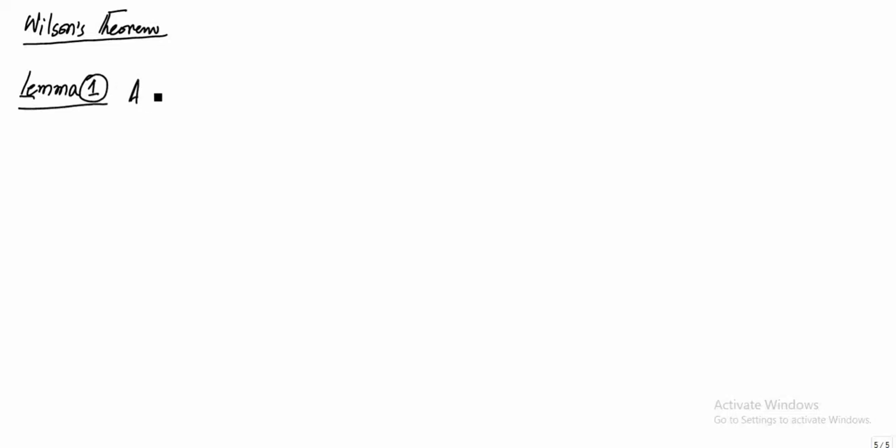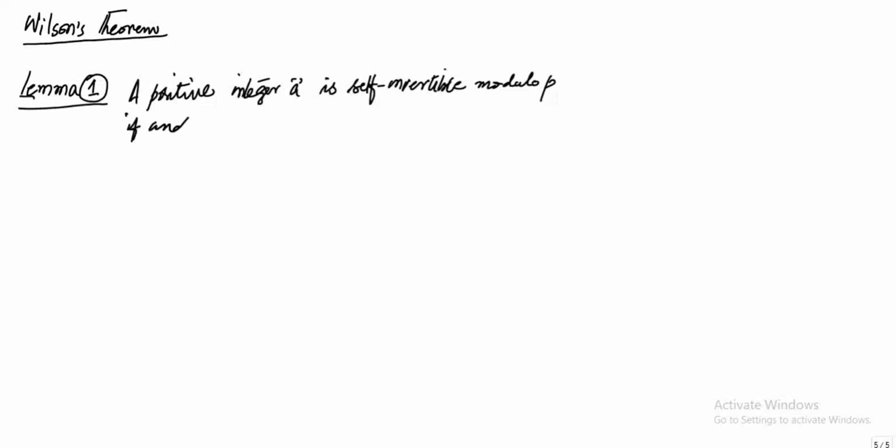Okay, a positive integer a is self-inverse or self-invertible. It's better to use the word self-invertible. Self-invertible modulo p if and only if a is congruent to plus minus 1 modulo p.